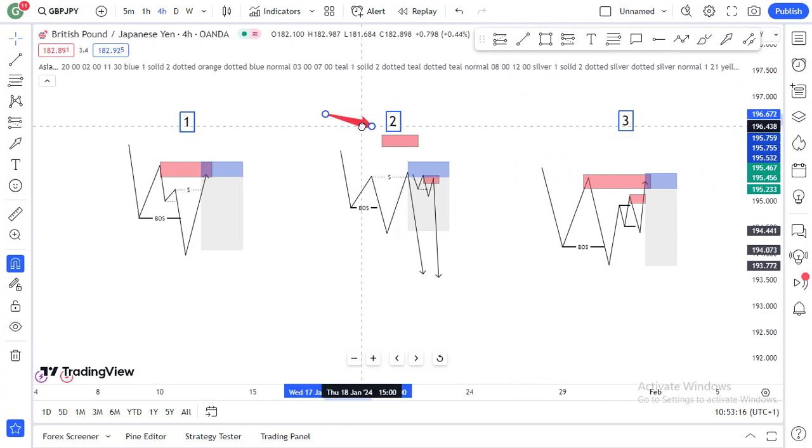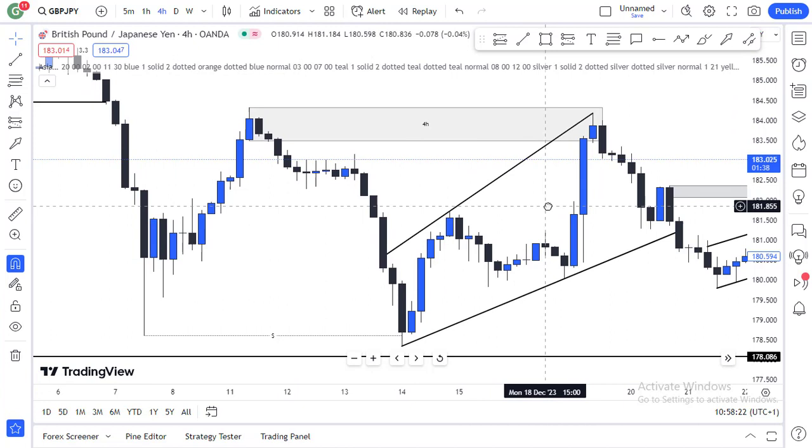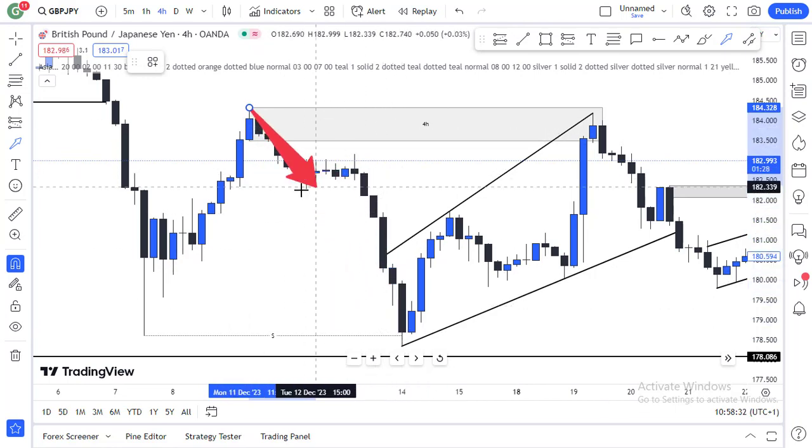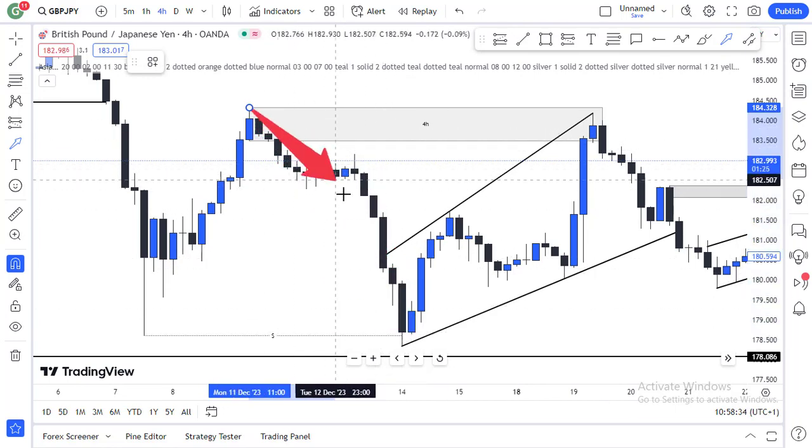Let me take you to the chart and show you exactly how to spot this. So this is the first example. This will be example number one. This is the leg that went all the way down here to sweep liquidity. But we want to look at this. Can we find any form of liquidity sitting anywhere on this leg?